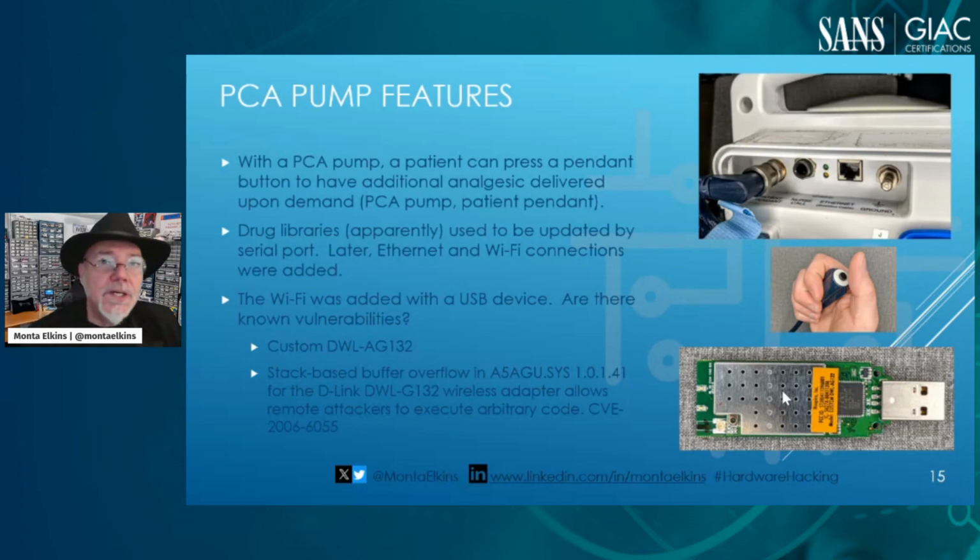And if you look on it carefully, I don't know if you can see it on the slide, but it says that this is a modified D-Link DWL-G132 wireless adapter. And if you go look for vulnerabilities in it, you see there's a remote code execution, remote execution of arbitrary code. What does that mean? It means you're screwed. I mean, it means that somebody can remotely run any arbitrary code on that device. Now, that's not necessarily a complete compromise, but that would be interesting.